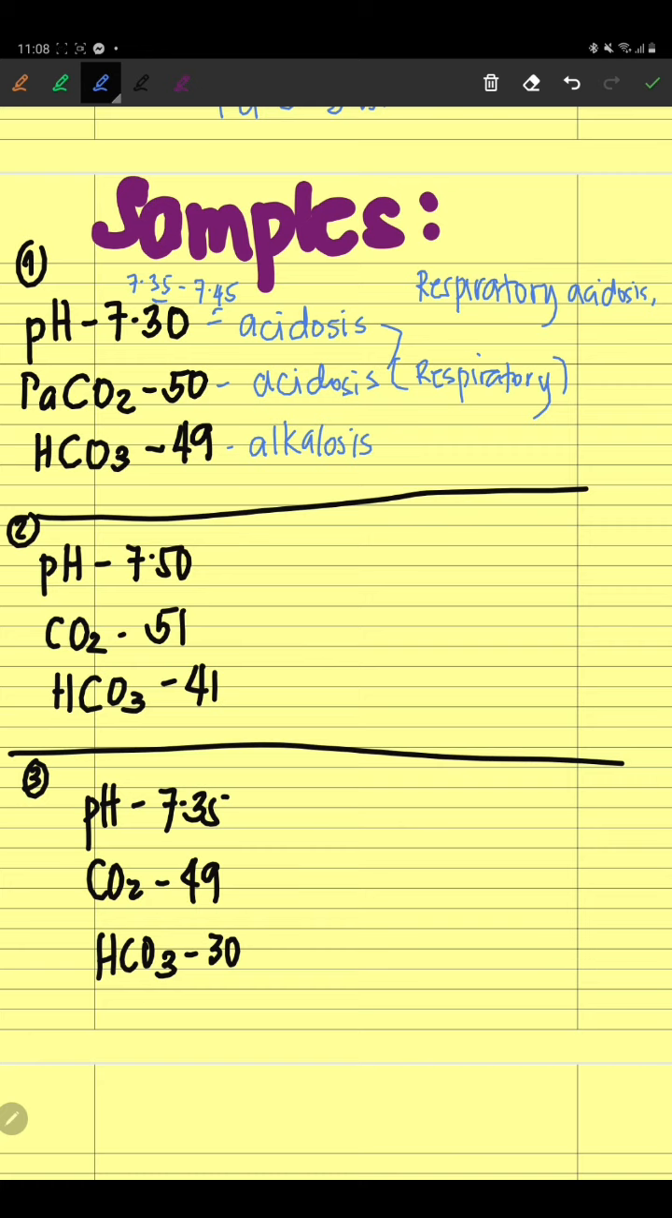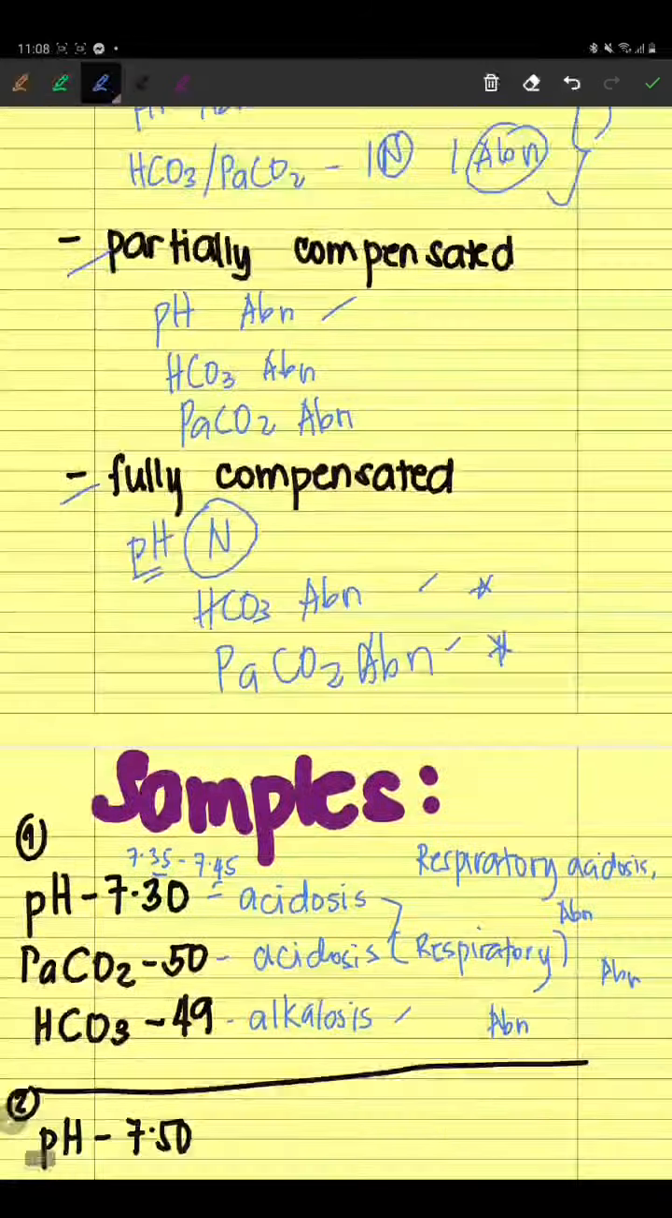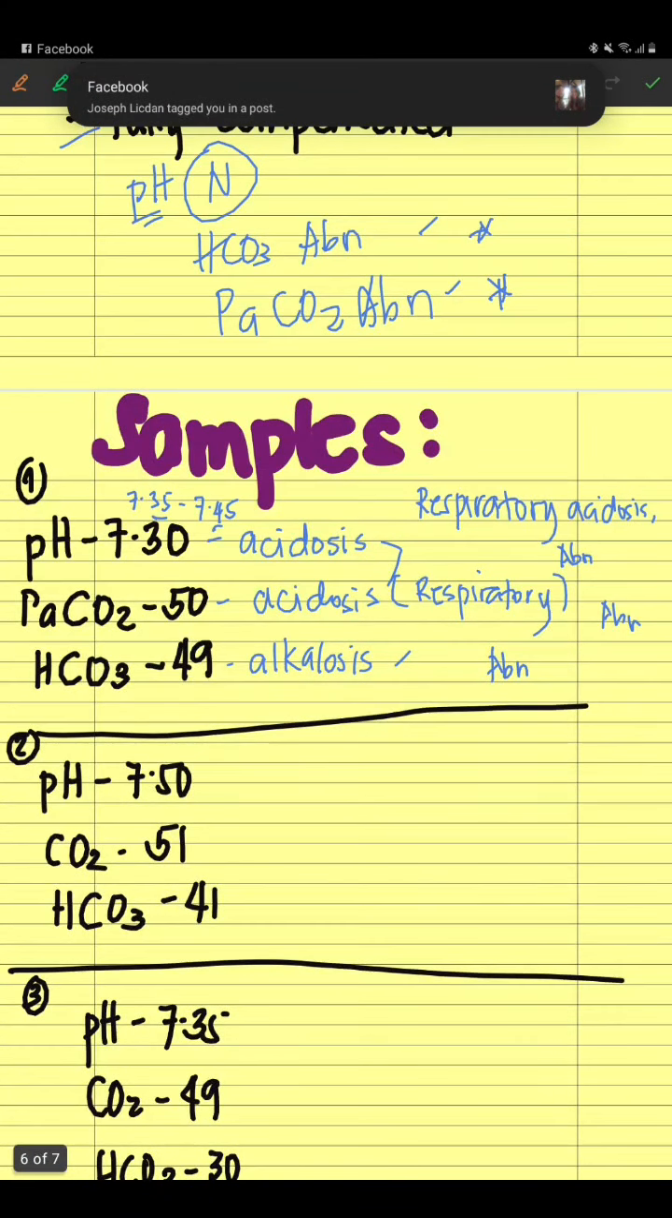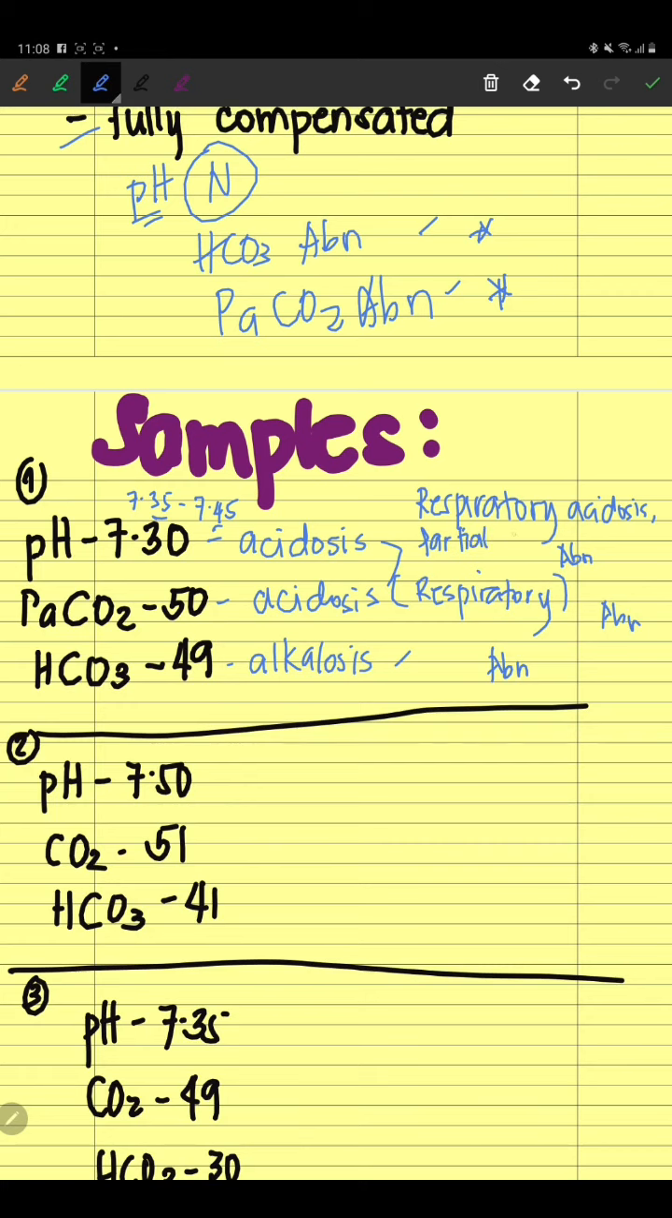What type of compensation is this? Sa step 3 na natin. Since in this case, abnormal din ang HCO3 natin. So, in this case, abnormal. Pag abnormal lahat, that is partial compensation, or partially compensated. So, your answer here should be respiratory acidosis, partial compensation.